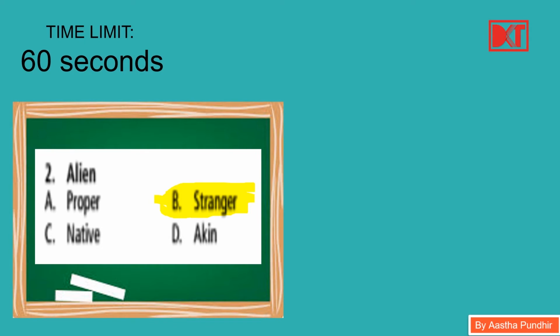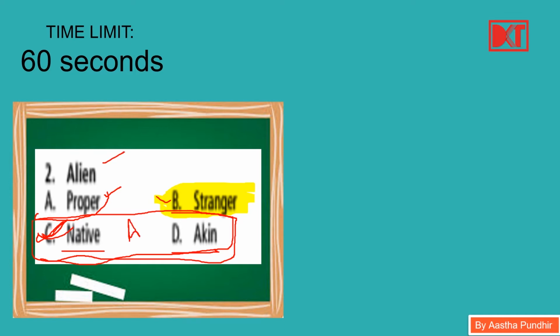Alright, the other words: proper means something nice and clean. Native and akin: native, suppose you are from Agra and that's your hometown, so we can say you're a native of Agra, right? And we are Indian, so we are natives of India. And akin means someone who's similar, like people with a similar character. So these could be antonyms of alien and stranger. Alright, and they are synonyms of each other.